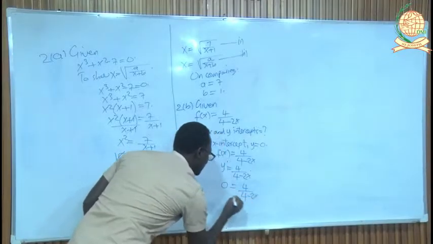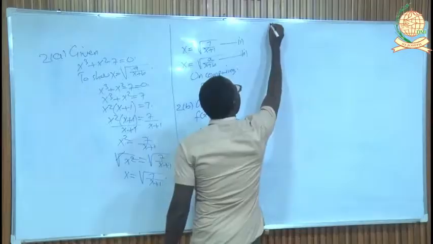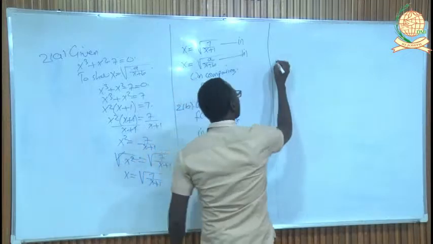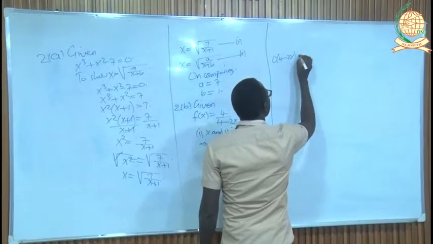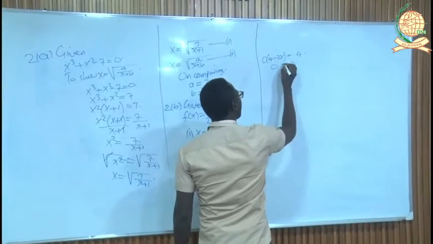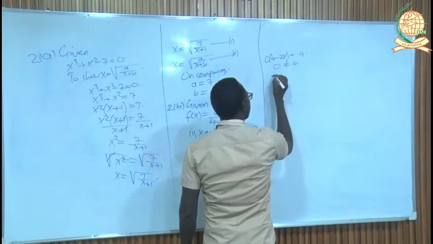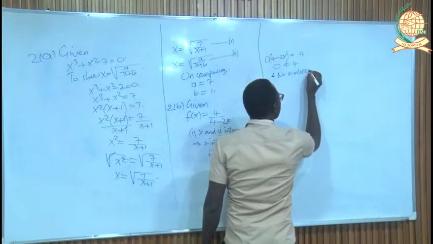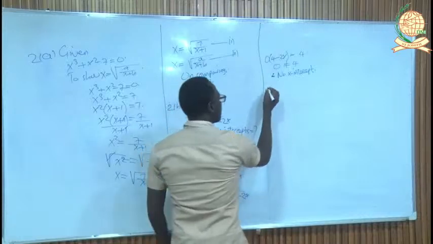0 is over 1. Cross multiplication. If we cross multiply there, we will see 0 times 4 minus 2x is equal to 4. 0 times that, you get 0 is equal to 4, but 0 is not equal to 4. Now, for that case, we conclude there is no x-intercept. So there is no x-intercept. Okay, let's see the y-intercept.